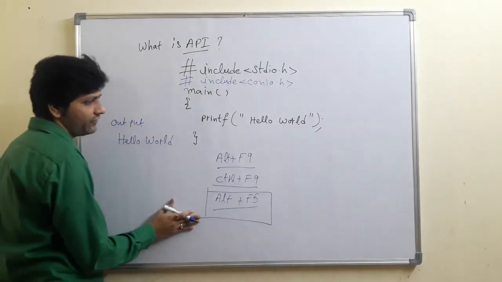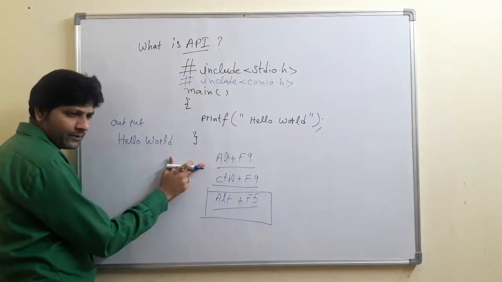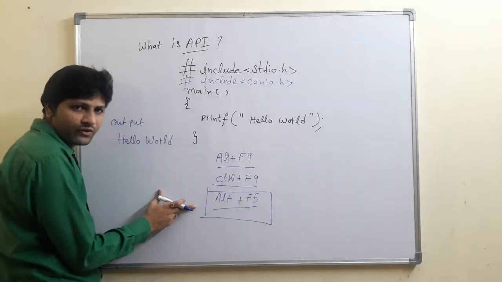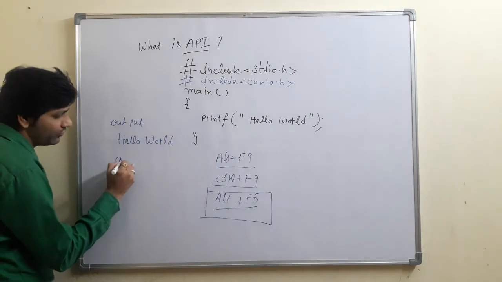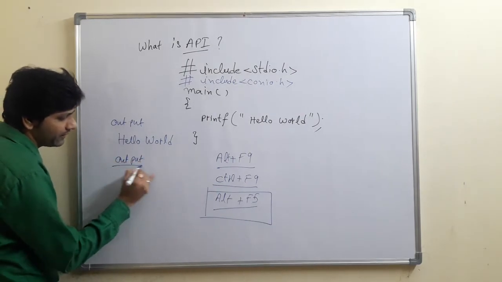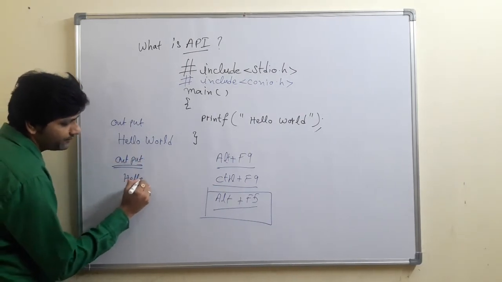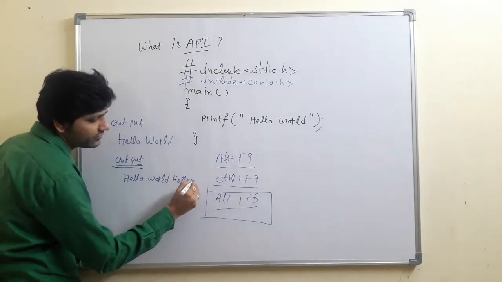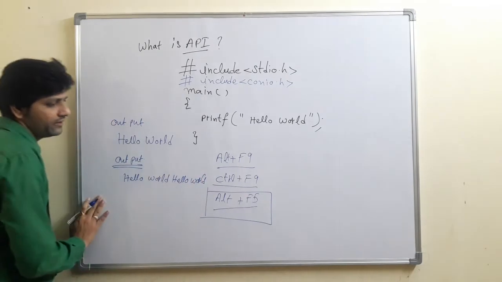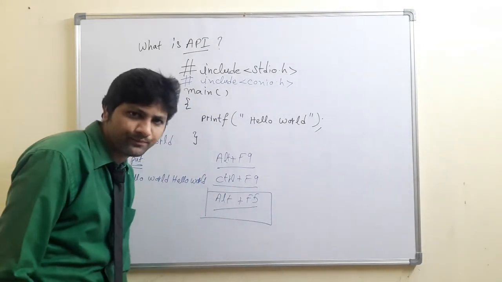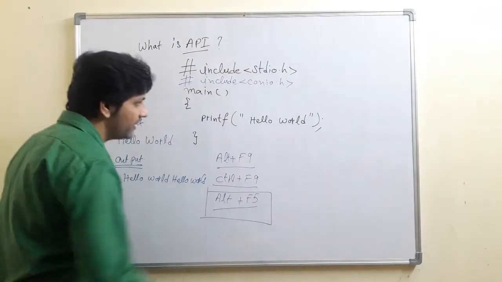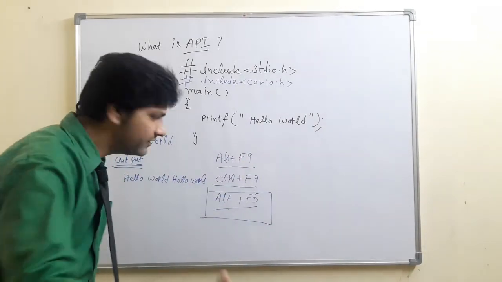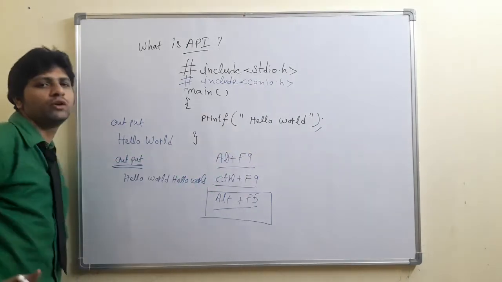Once again, for example, we compile the program and execute the program, and once again we press Alt+F5. Then what happened? In the output panel, we get hello world, and hello world. Two times hello world is displayed because we executed two times. If once again I compile, execute, and see the result, then what happened?